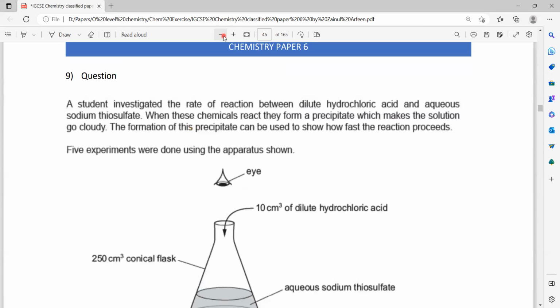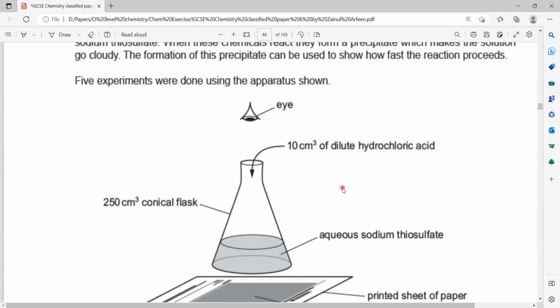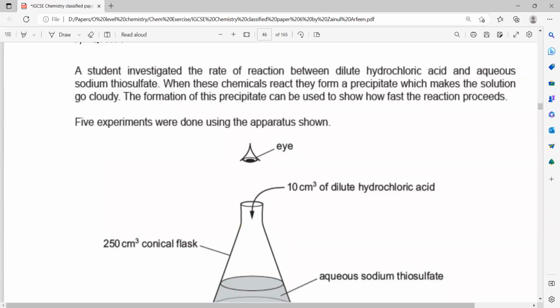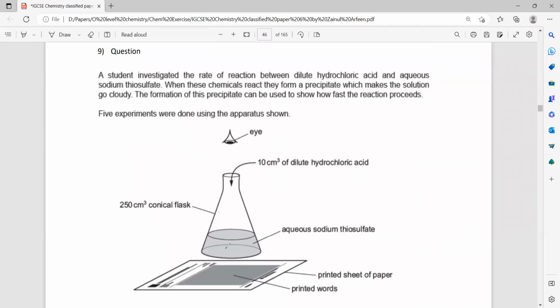Question 9, investigating the rate of a chemical reaction: when sodium thiosulfate is mixed with hydrochloric acid, a precipitate of sulfur will form. The moment we mix them together, we start the timer. As sulfur forms, the light cannot pass through. So the cross, or the printed text, which the observer is looking at from the top, will disappear because the light cannot pass through as a solid is formed.